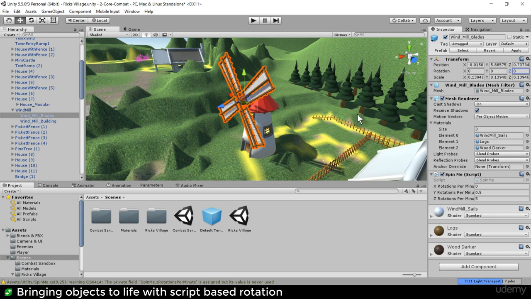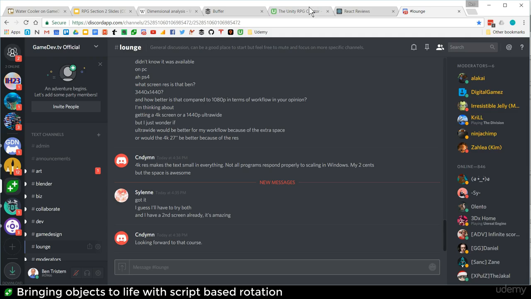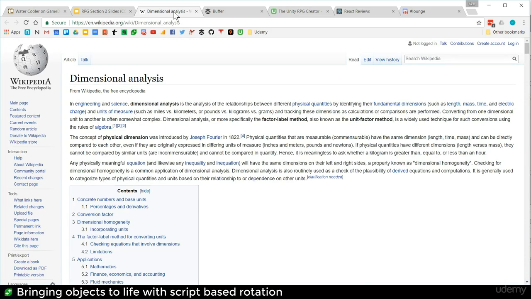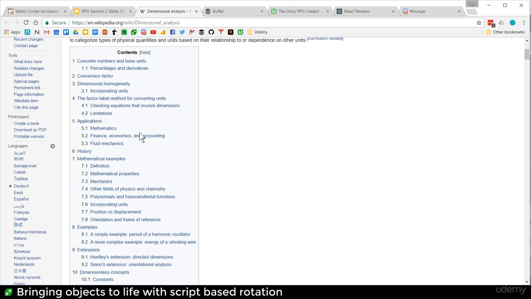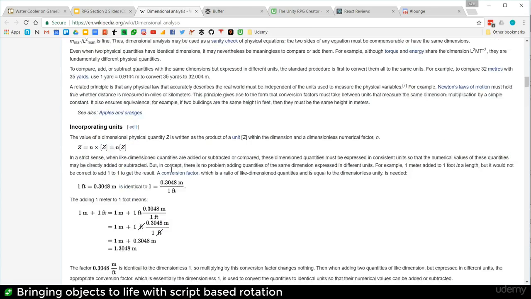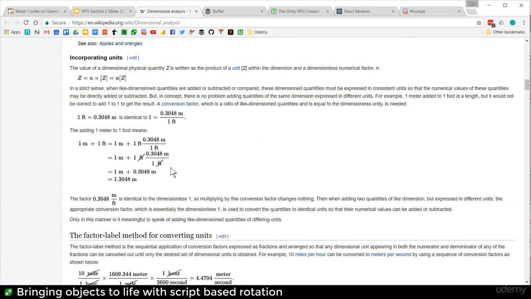All right. So I'm going to talk to you a little bit about how we go about writing this script and about a useful tool based on something called dimensional analysis. Now that sounds complicated. I've linked it in your resources. Here's the Wikipedia page on it. It's not actually dimensional analysis we're doing. The idea of dimensional analysis is that in a physics formula, you must have the same units on both the left-hand side and the right-hand side.